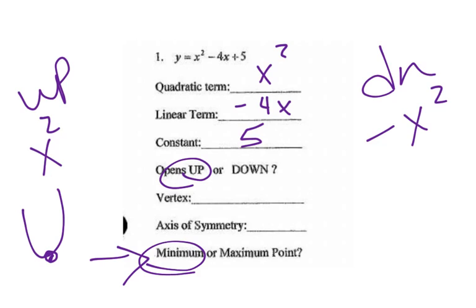Now, if you're not sure about the way it opens, or you're not sure about the minimum or maximum, you can always graph it and look at your calculator. So let's put it in. We'll go to y equal. We'll clear everything out. X squared minus 4x plus 5. Press graph. If you can't see it, go to zoom 6. And you notice that it does indeed open up. It does have a minimum point.